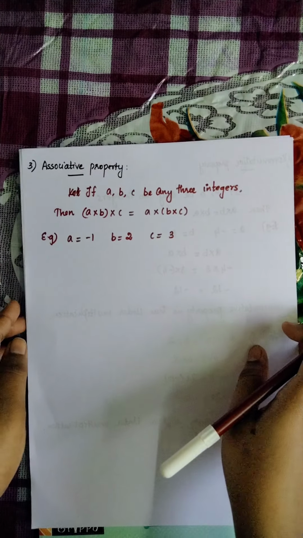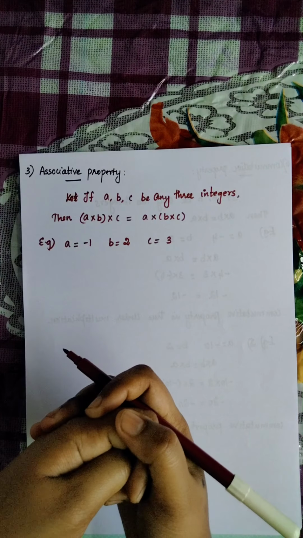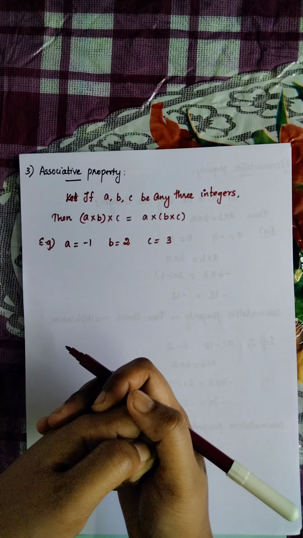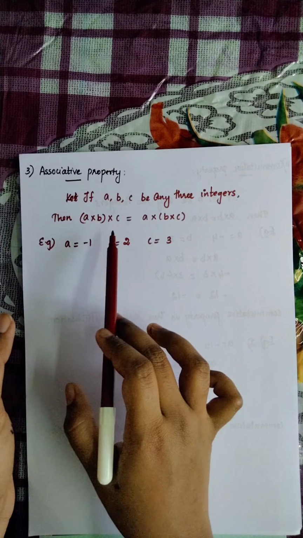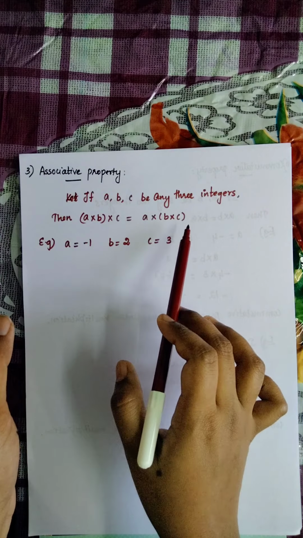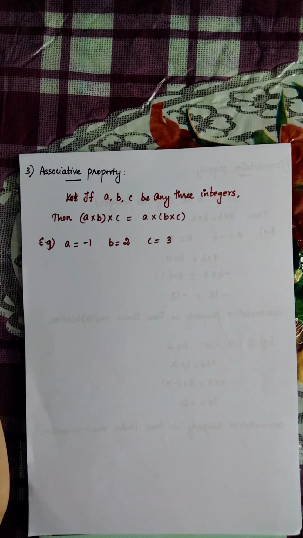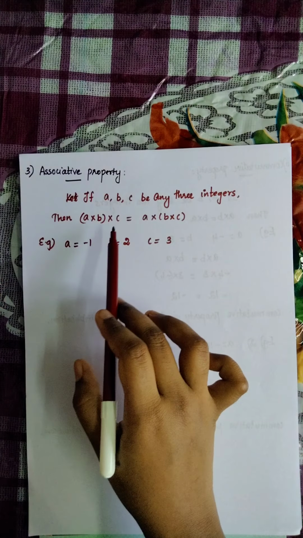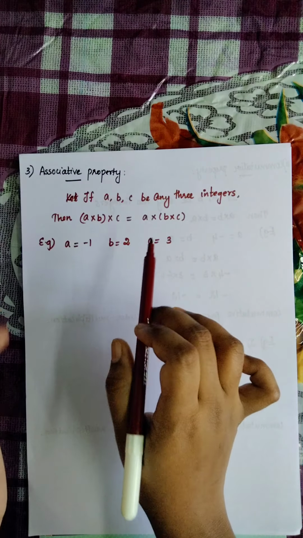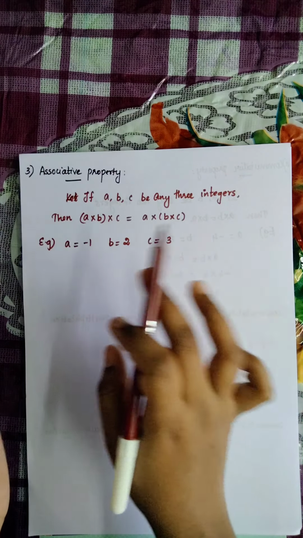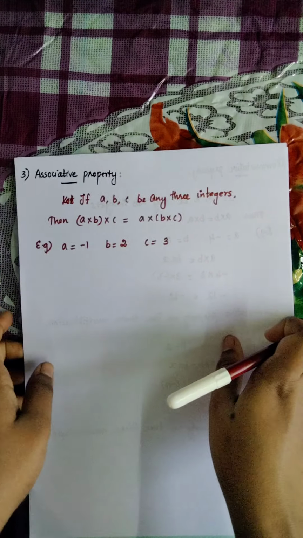Okay, our next property is associative property. For associative property, we are going to take any three integers. If a, b, c be any three integers, then a into b into c is equal to a into b into c. We need to prove (a into b) into c is equal to a into (b into c). Okay, we can check.